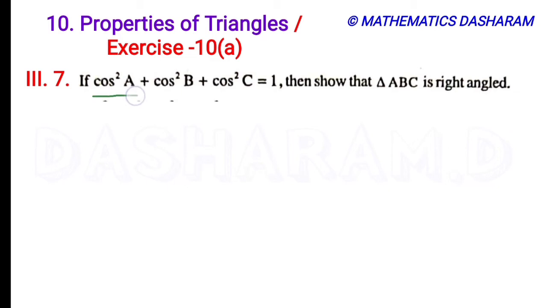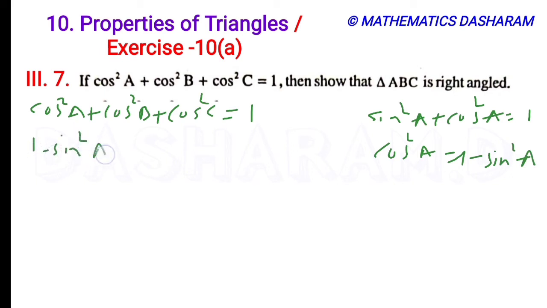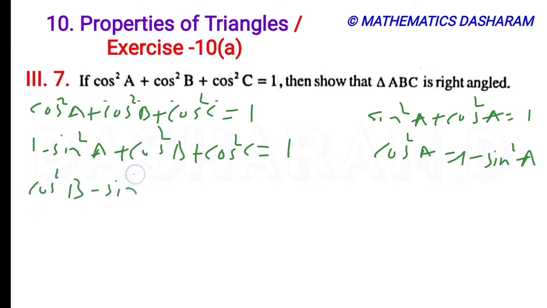Seventh question: if cos square A plus cos square B plus cos square C equals 1, then show that triangle ABC is a right angle. So here I have written the given value. We have one identity, sin square A plus cos square A equals 1. From this, cos square A equals 1 minus sin square A. So here 1 minus sin square A plus cos square B plus cos square C equals 1. First cos square B, second sin square A plus cos square C, 1 minus 1, 1 is transposed to the RHS.